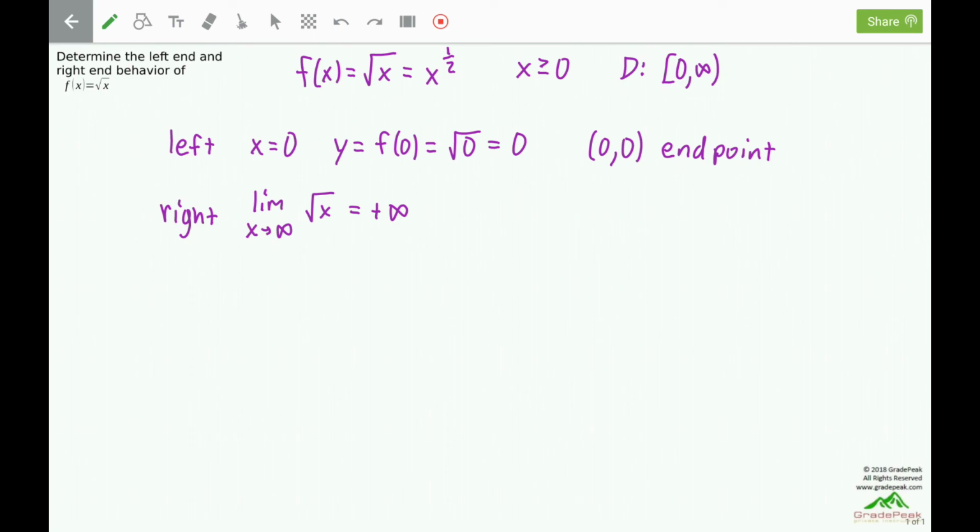The left end behavior is an endpoint at the origin, and the right end behavior is positive infinity.